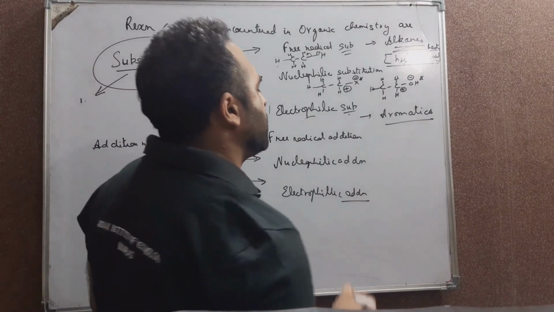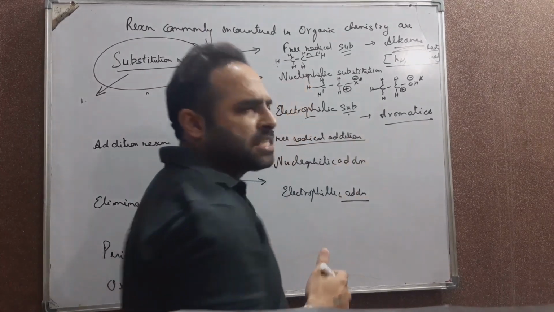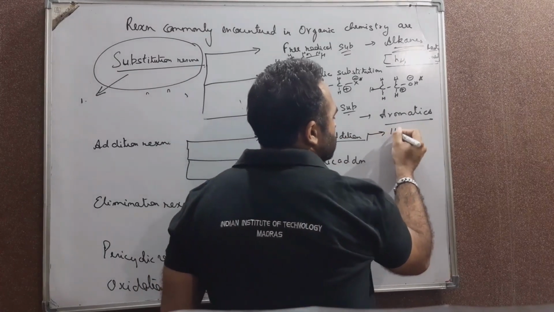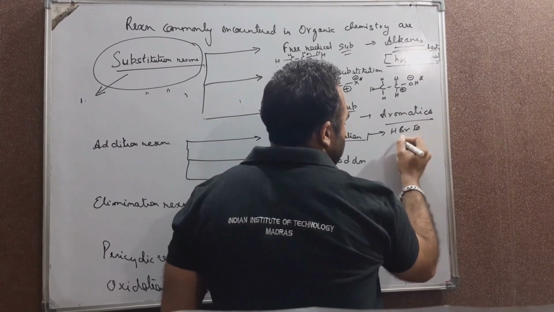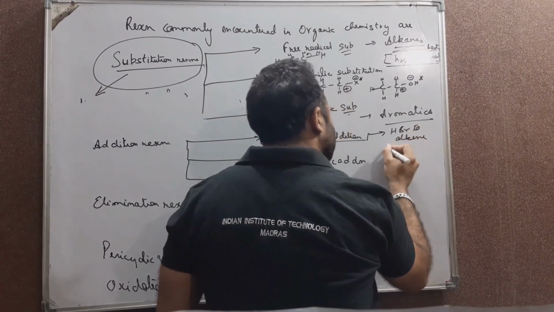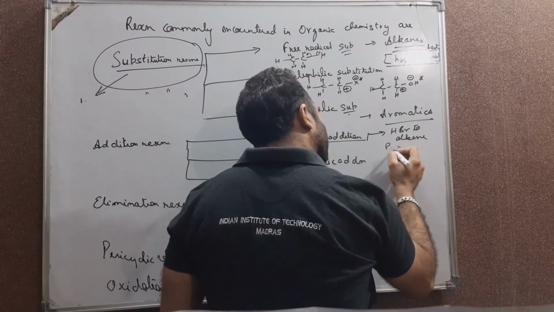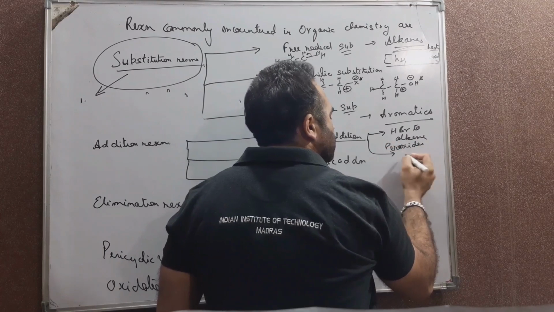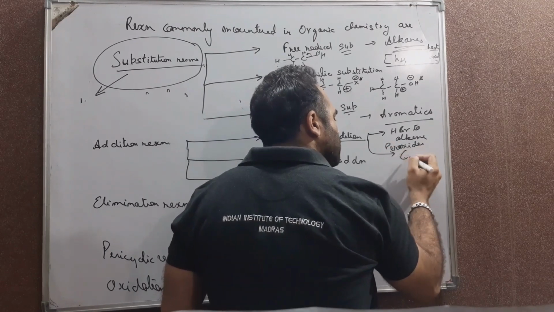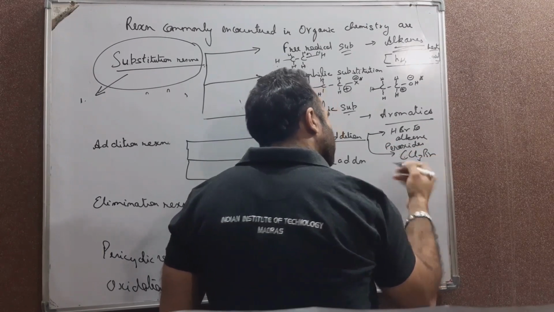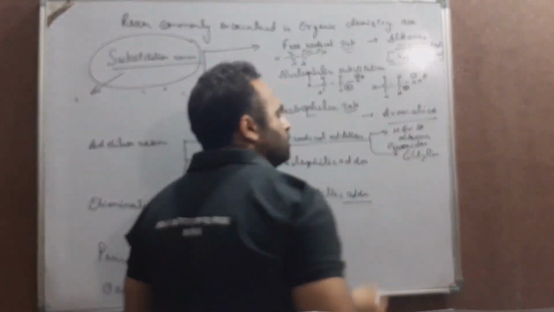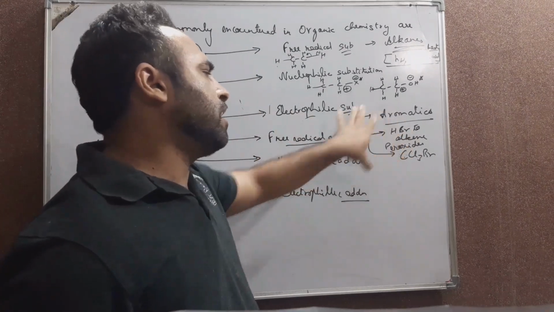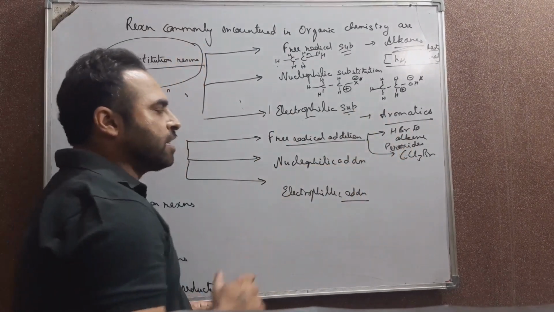There are not many examples of free radical addition reactions. One reaction is the addition of HBr to alkenes in the presence of peroxides. And also the addition of, for example, CCl3Br in the presence of peroxides. These are two examples of free radical addition. This will happen in alkenes only. Okay, nucleophilic addition reactions.